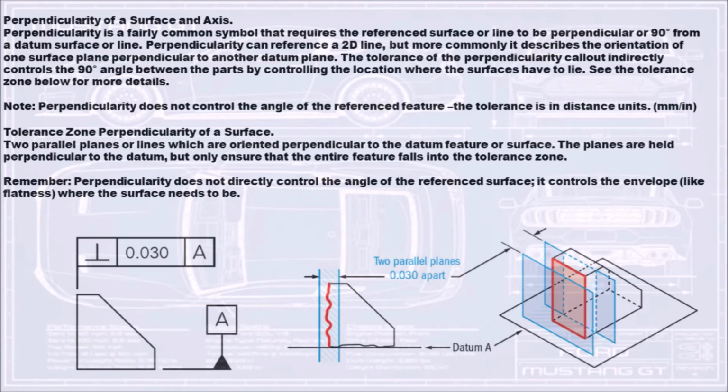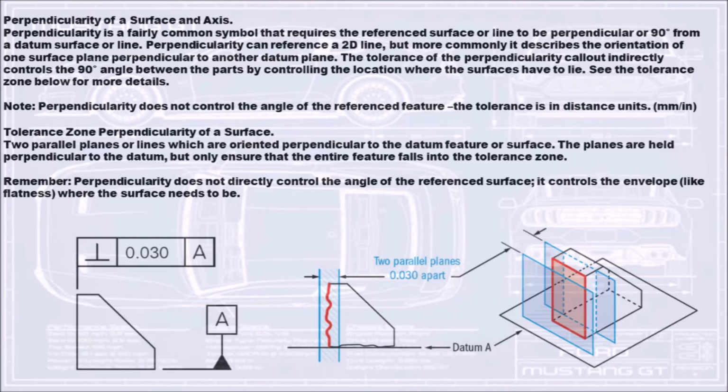Perpendicularity is a fairly common symbol that requires the referenced surface or line to be perpendicular or 90 degrees from a datum surface or line. Perpendicularity can reference a 2D line, but more commonly it describes the orientation of one surface plane perpendicular to another datum plane. The tolerance of the perpendicularity callout indirectly controls the 90 degree angle between the parts by controlling the location where the surfaces have to lie.